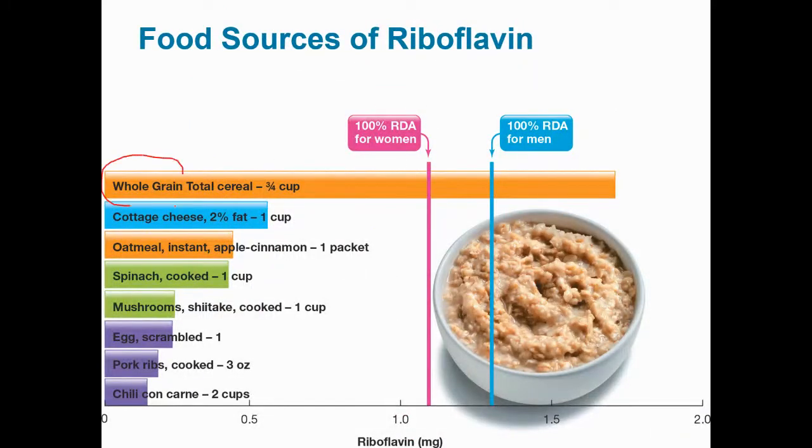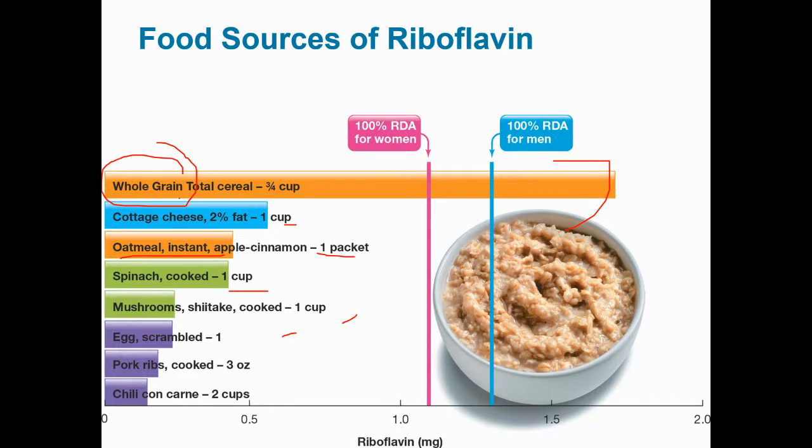Food sources, again, whole grains are going to be great. You'll see, again, a 3/4 cup of a cereal is going to exceed the RDA for riboflavin for the day. This is instant oatmeal, 1 packet, maybe not quite halfway there for females. Also found in spinach, mushrooms, eggs, as we said, dairy products.